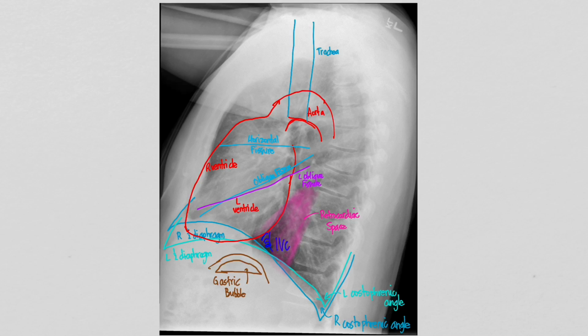So in your packet, there's a couple of normal chest x-rays, PA and laterals. Why don't you try to label as much of this stuff as you can in there just to practice. And in the next video, we're going to go through that doctor's ABCDE technique to review a chest x-ray.